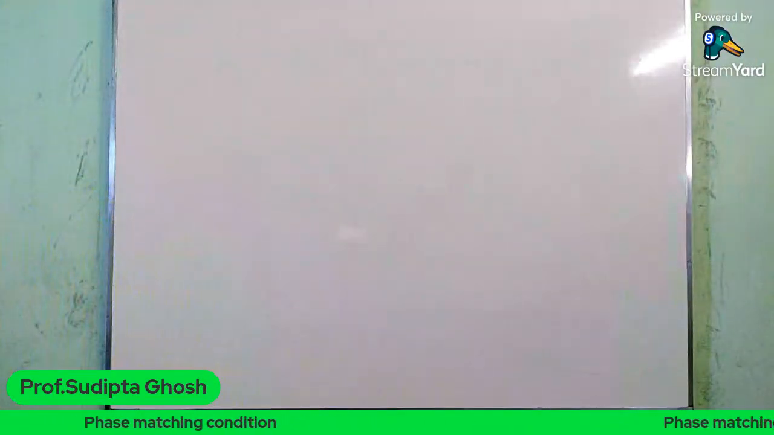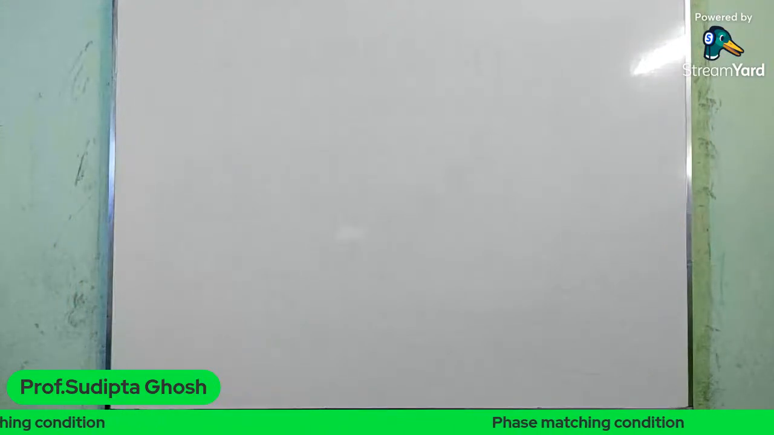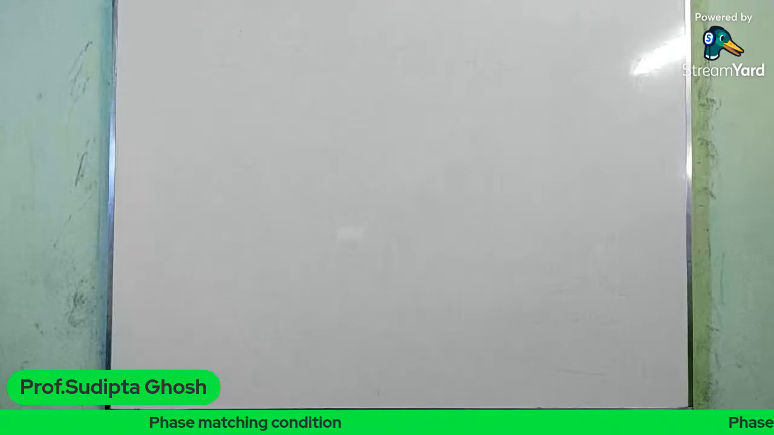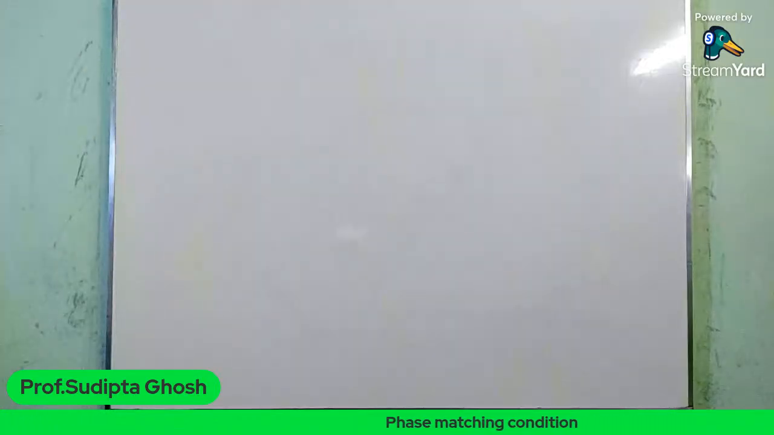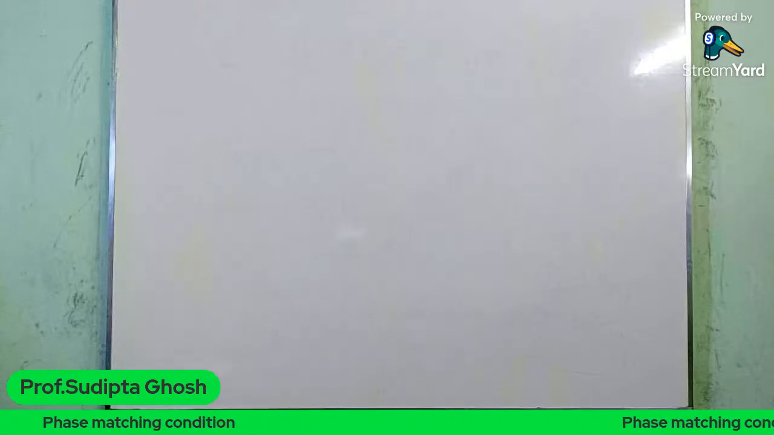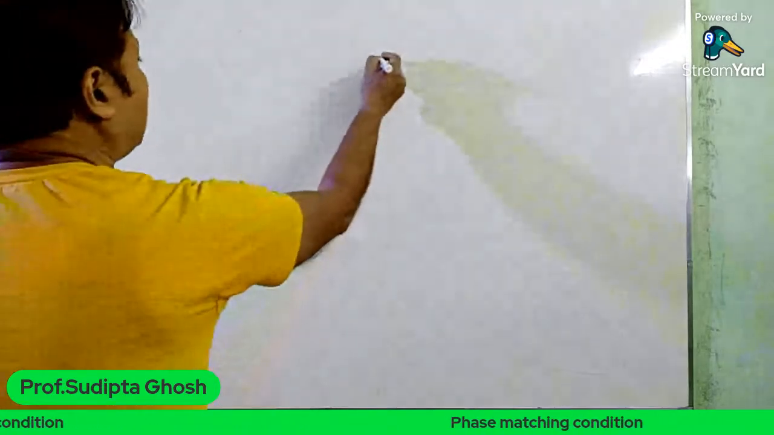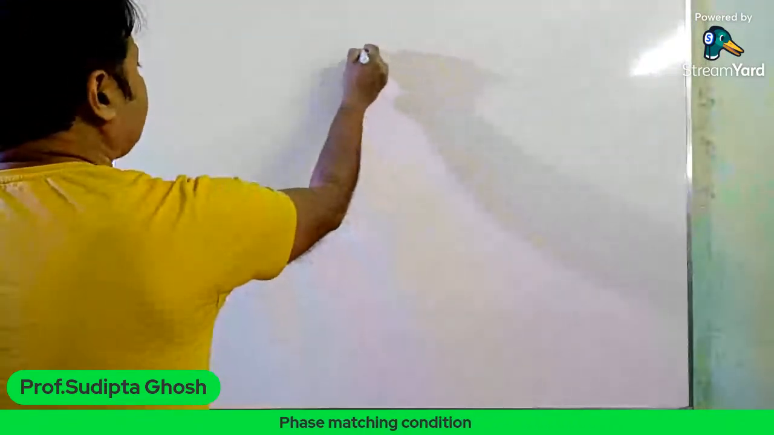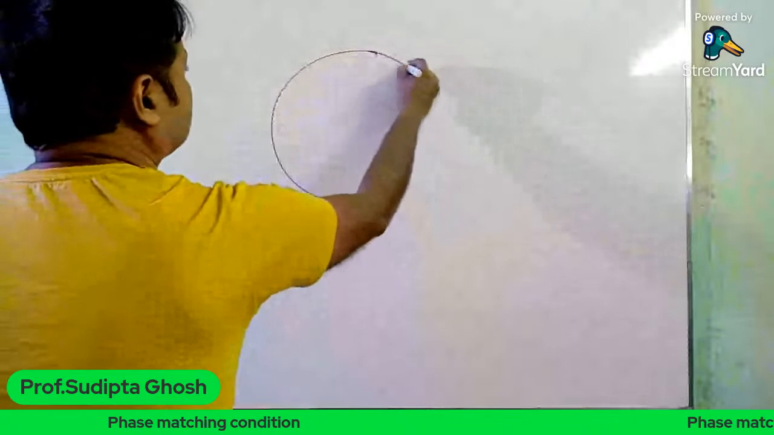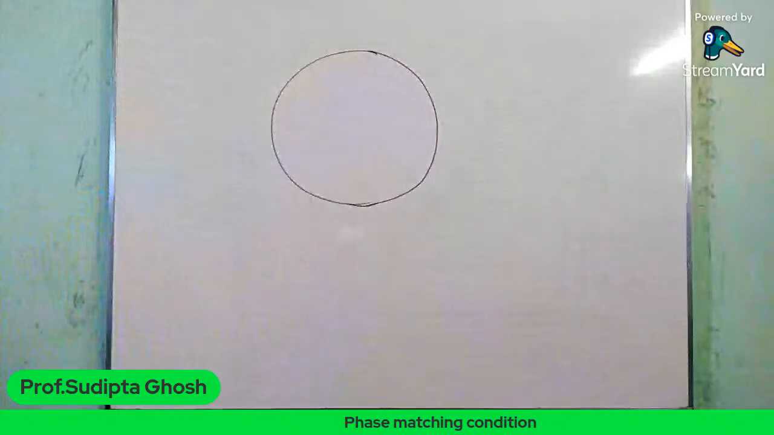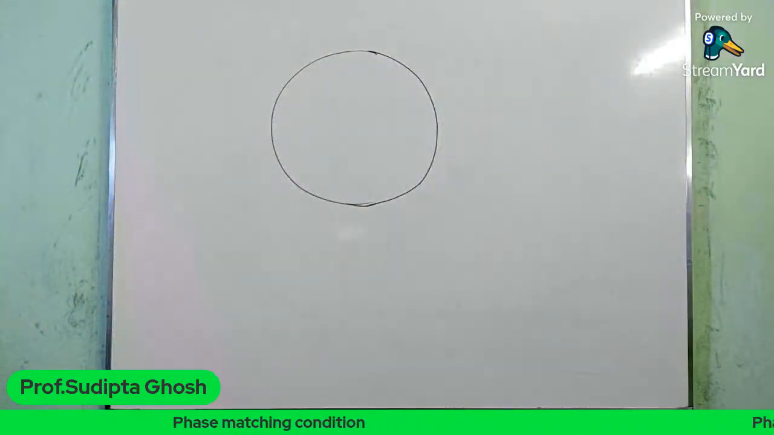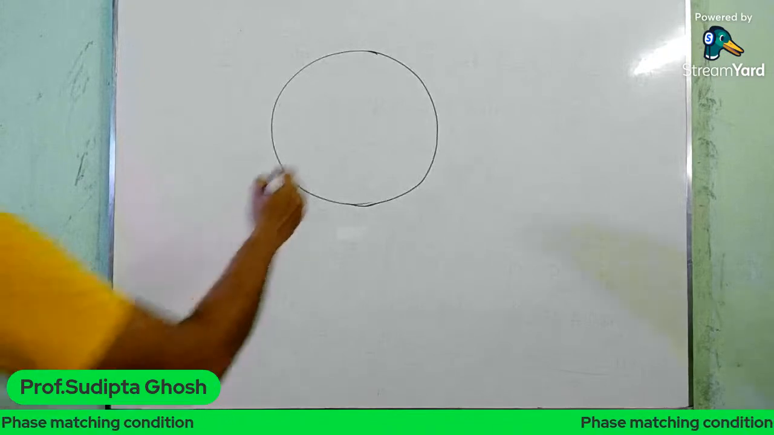Now here I am going to draw two figures. One shows the refractive index variation of the ordinary wave, and the other is the refractive index variation of the extraordinary wave with direction. Now the surface for the ordinary light is a sphere, and that of the extraordinary light is an ellipsoid. So this is the surface of the refractive index variation for the ordinary ray.